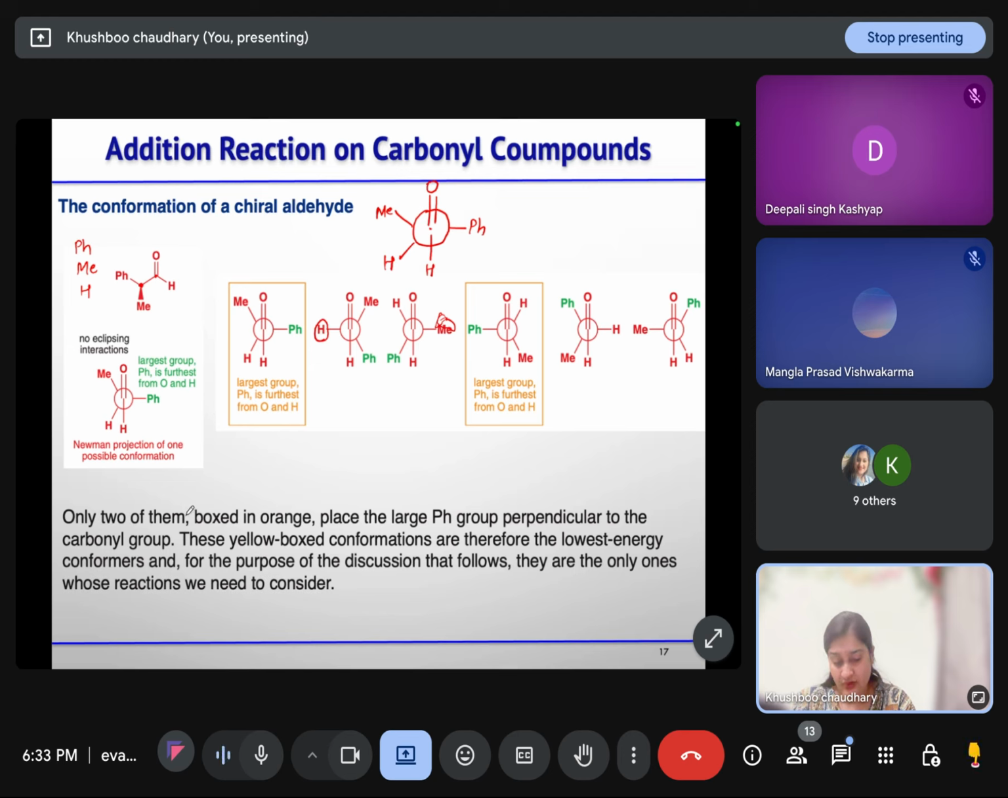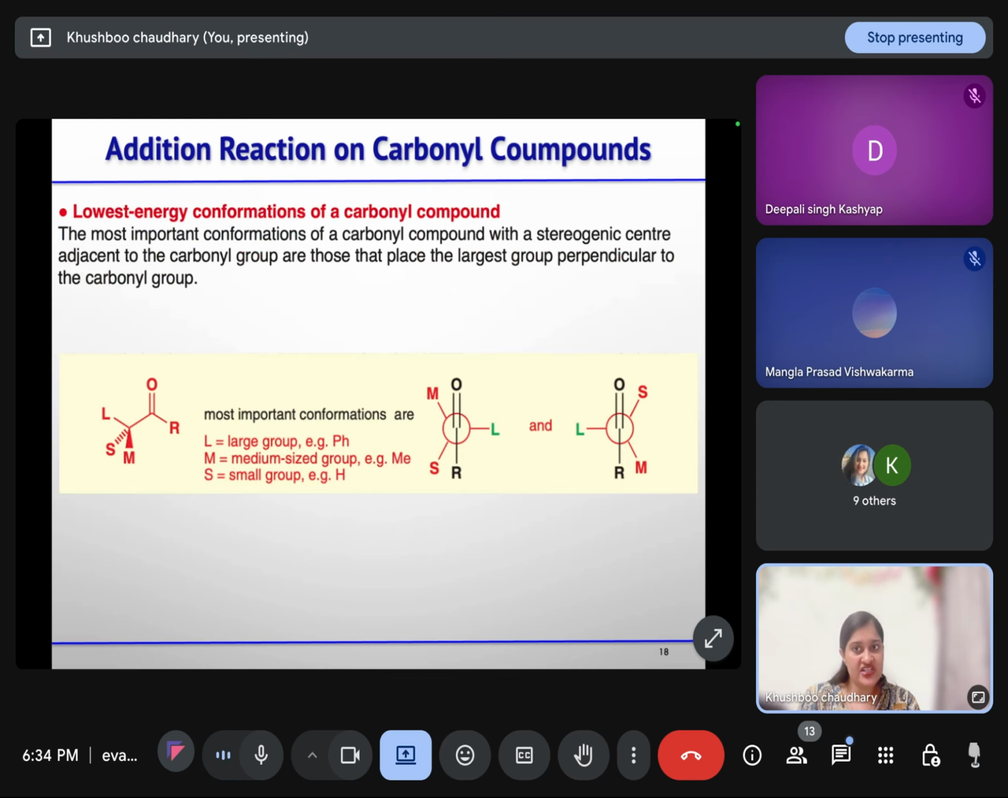or we can draw otherwise also. Now, among all the conformations that are possible, the boxed ones are the stable ones, where the bulkiest group is perpendicular to the carbonyl center. Now, in this case, when the nucleophile approaches, it will approach on the basis of these two conformations only, where your bulkiest group is perpendicular.